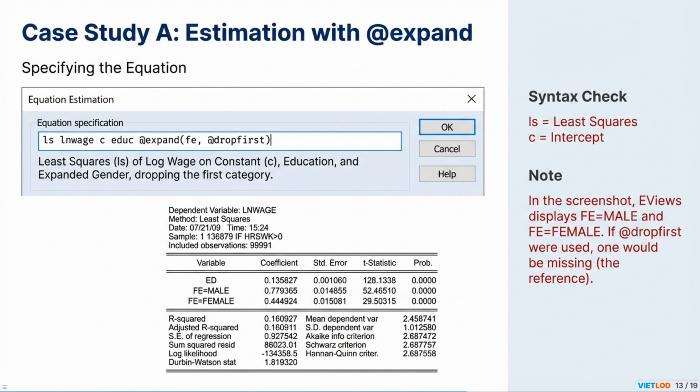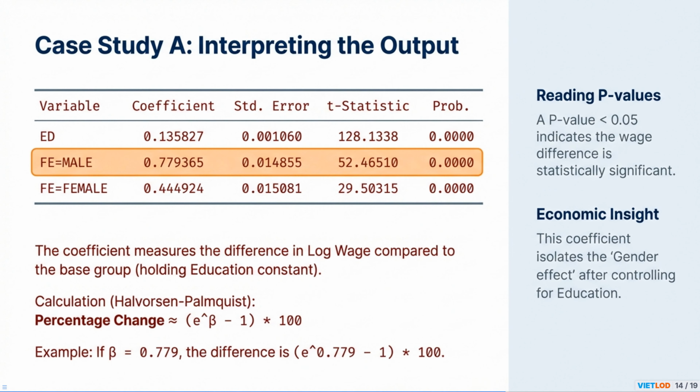The output table shows the estimated coefficients for our variables. Notice that because we didn't use @dropfirst in this specific screenshot, EViews has estimated coefficients for both FE equals male and FE equals female, which would cause an error if an intercept C was also included. The note clarifies that with @dropfirst, one would be missing. If the FE variable was coded with female as the first category and male as the second, @expand(FE, @dropfirst) would result in EViews only including a dummy for male in the regression. The coefficient on this male dummy would then represent the difference in log wages for males compared to females.